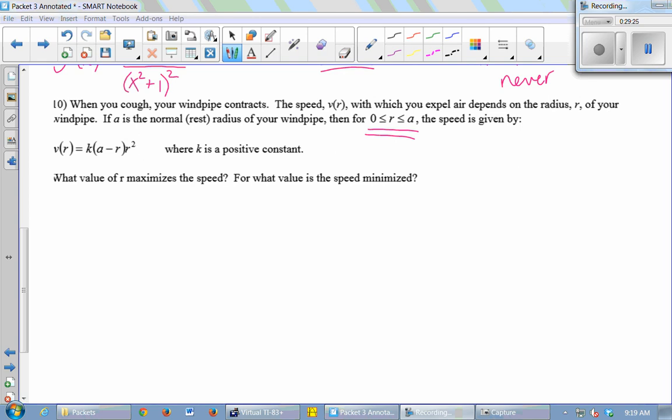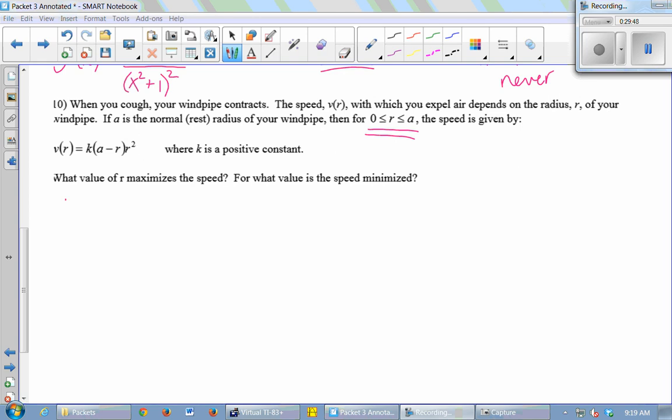The variable is r, the radius of your windpipe. All right, so if I'm trying to find global max and global min on a closed interval, it's closed because of these or equal to's. I need to find any critical numbers, and I'm going to evaluate the function at the critical numbers and the endpoints of the interval.